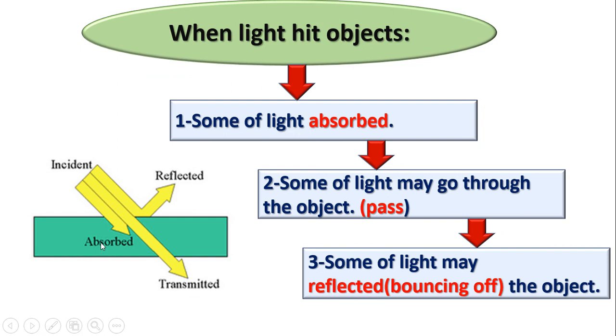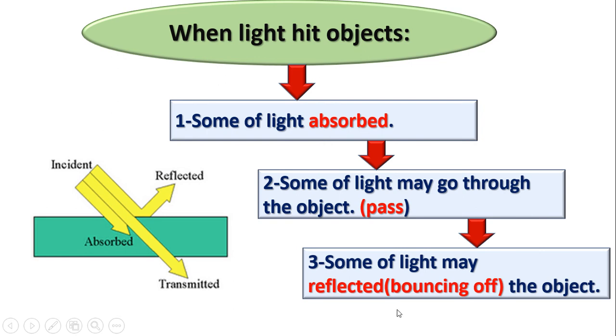Okay, what happens when light falls on any object? When light falls on or hits an object, three things happen to the light. Number 1, some of the light is absorbed by the object. What is the meaning of absorbed? Taken in by the object, taken inside it. Number 2, some of the light goes through or passes through the object, or is transmitted. Transmit also means pass through it.